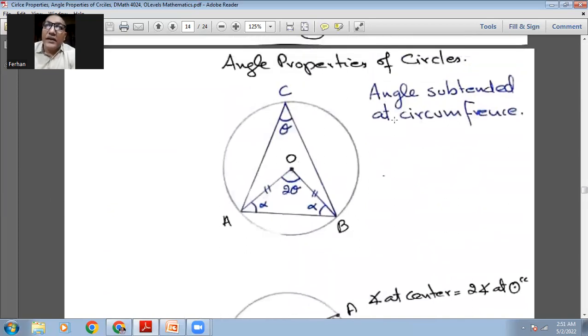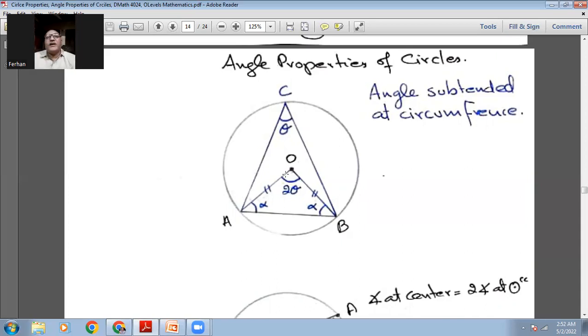So here we have a very special property. For example, here we have a chord, AB chord, and I join A with the center O, I join B with the center O, and I join A with the point on the circumference C, and I join B with the same point C on the circumference. So this angle will be the angle subtended by the chord at the circumference, and this angle is the angle subtended by the chord at the center.